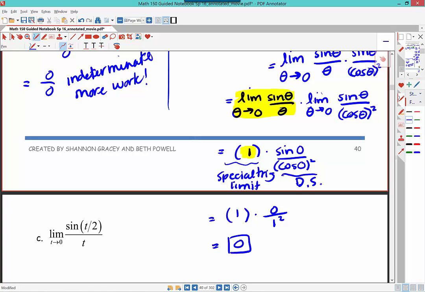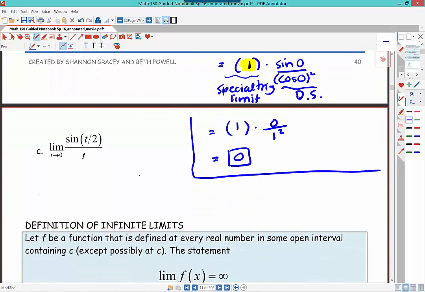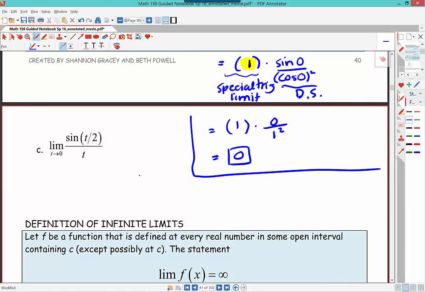Cool so far? Awesome. Alrighty. So next up, we have this guy over here. So again, we're going to utilize that special trig limit. And as long as we can get this denominator to match this angle, we can utilize that. But what we're going to need to do is actually multiply by 1/2 over 1/2. Do you see that? Let me rewrite it so it's a little easier to see.